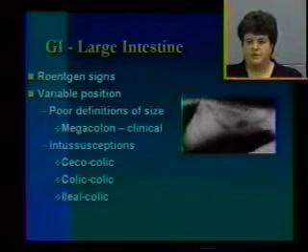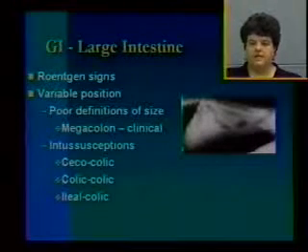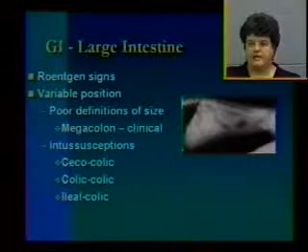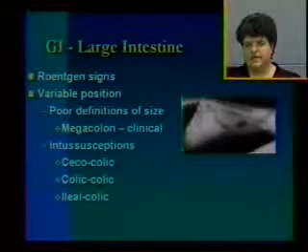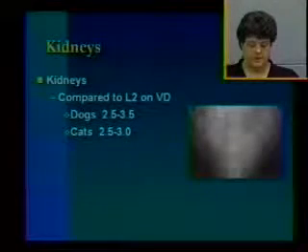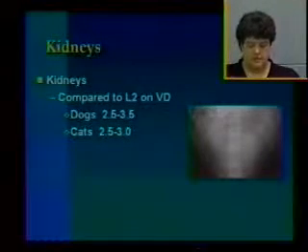Intussusception may be something that shows up on the ultrasound section, because it has a characteristic appearance of bullseye. So looking at the history and looking at the ultrasound, you may be able to determine that that's what's going on. I'm going to move on to talk about kidneys.